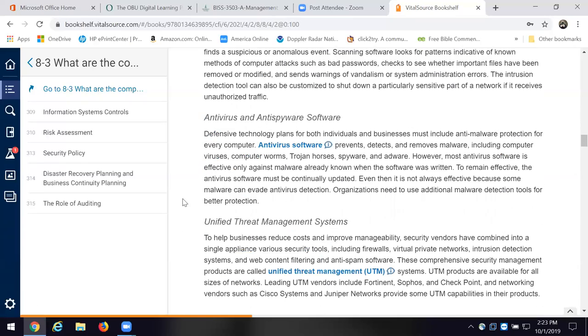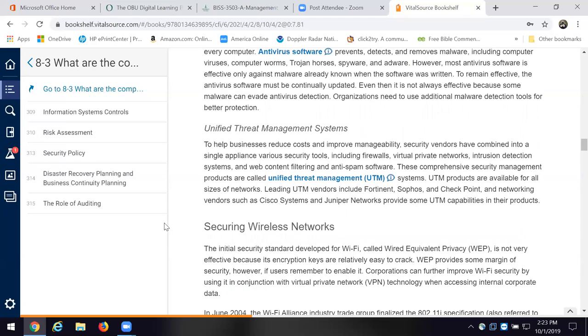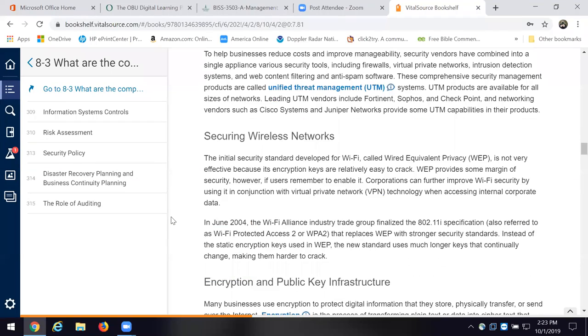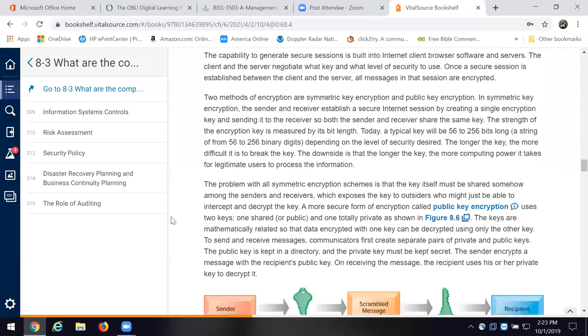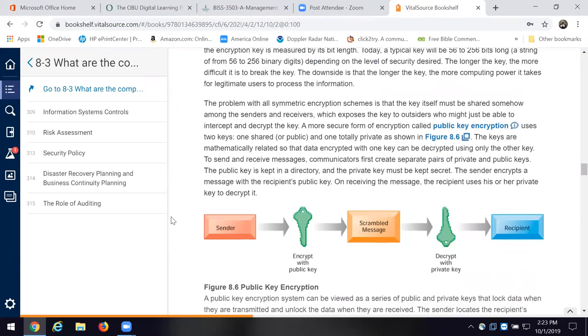Intrusion detection system. We talked about antivirus software, unified threat systems. All I'm going to say is this: if you end up owning your own company, and you have any sizable amount of employees, hire an IT consulting firm to come in and provide you security. Don't trust that you're going to be able to do it yourself.